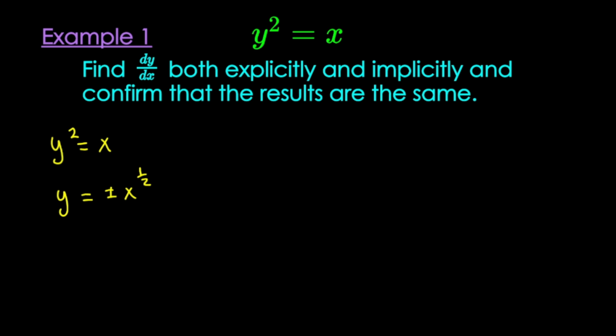Now that y is isolated, we can take the derivative explicitly, which means using the methods that we learned before this new topic. So the derivative of y is dy/dx, and the derivative of x to the 1/2 is 1/2 x to the negative 1/2, and we'll keep the plus or minus in front. That is considered done. We were asked to do it explicitly and implicitly. So now I'll show you the implicit differentiation process, and we can see if we get the same result or not.